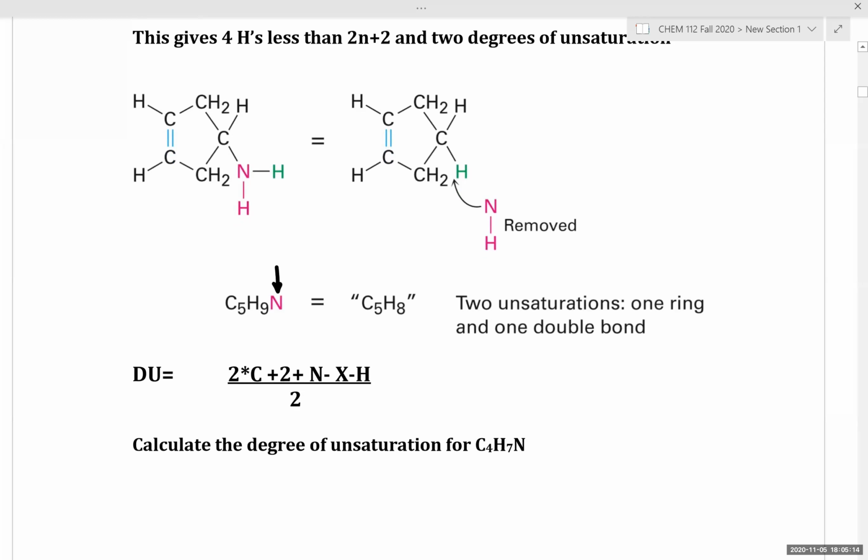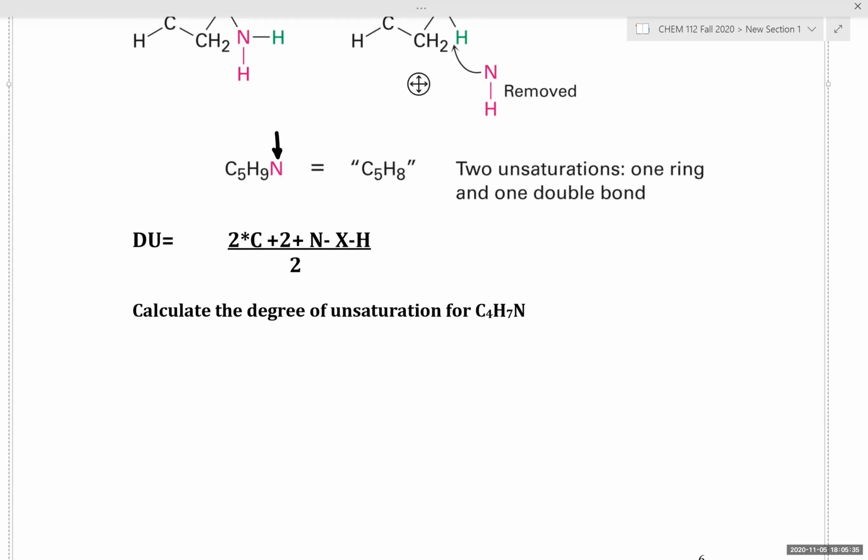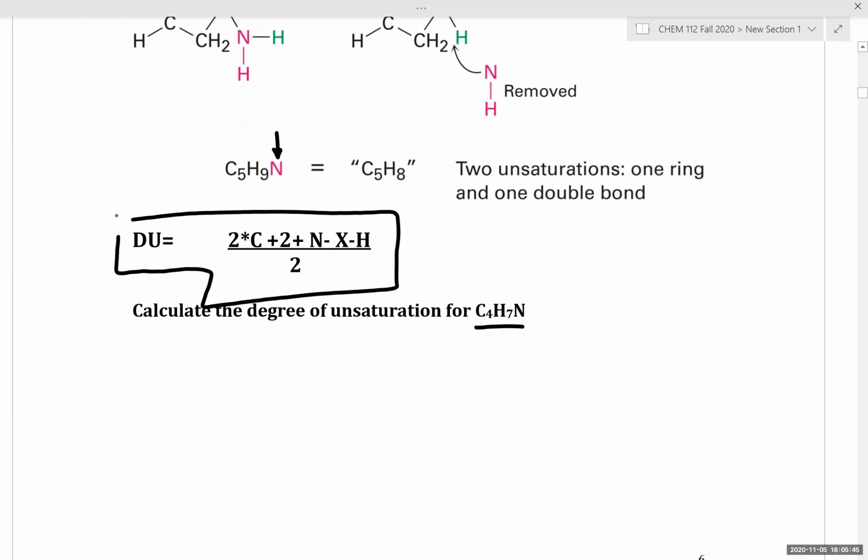So the full formula for degree of unsaturation is we take 2 times the number of carbons plus 2 plus the number of nitrogens minus the number of halogens minus the number of hydrogens, over 2. So just like before, let's try to calculate the degree of unsaturation for C4H7N. Let's take a moment and try to use this degree of unsaturation equation.